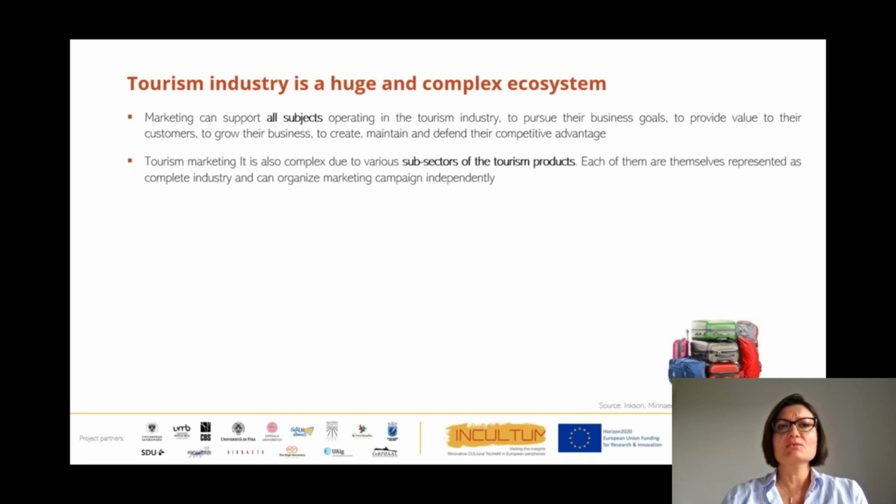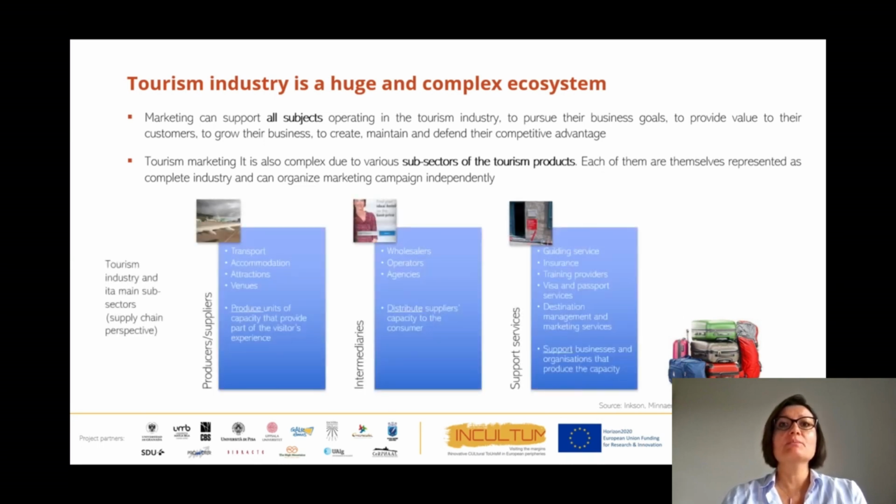Tourism marketing is also complex due to various subsectors in the tourism products. The image represents the main subsectors in this huge industry from the point of view of the supply chain. We have, for example, subjects operating as producers, others as commercial intermediaries, and others providing support services. They all use marketing to reach their business goals.